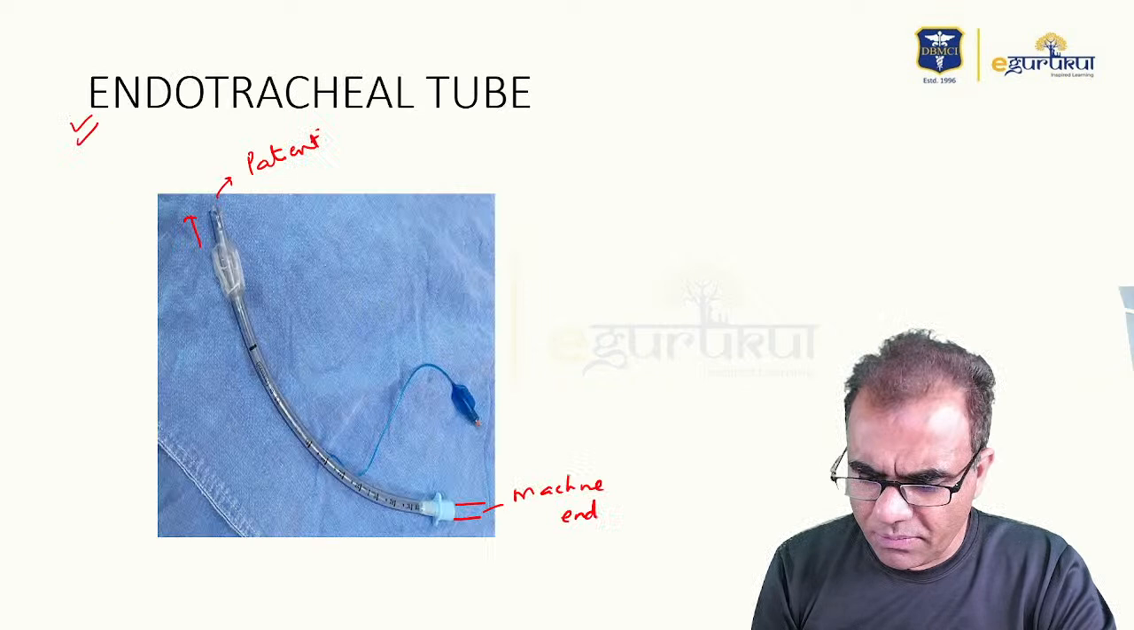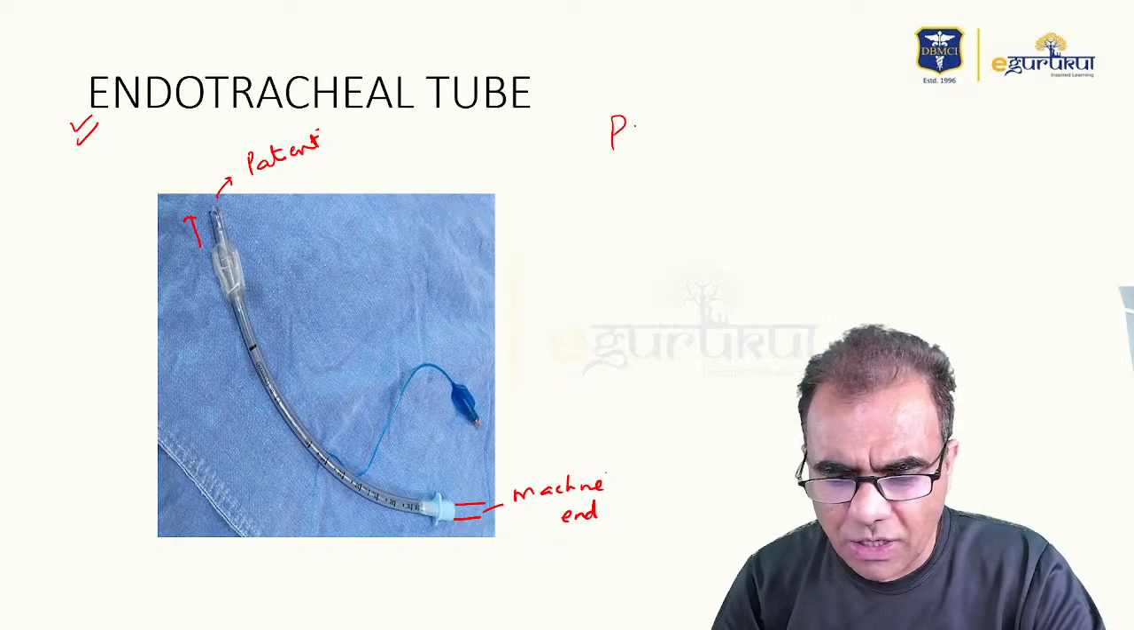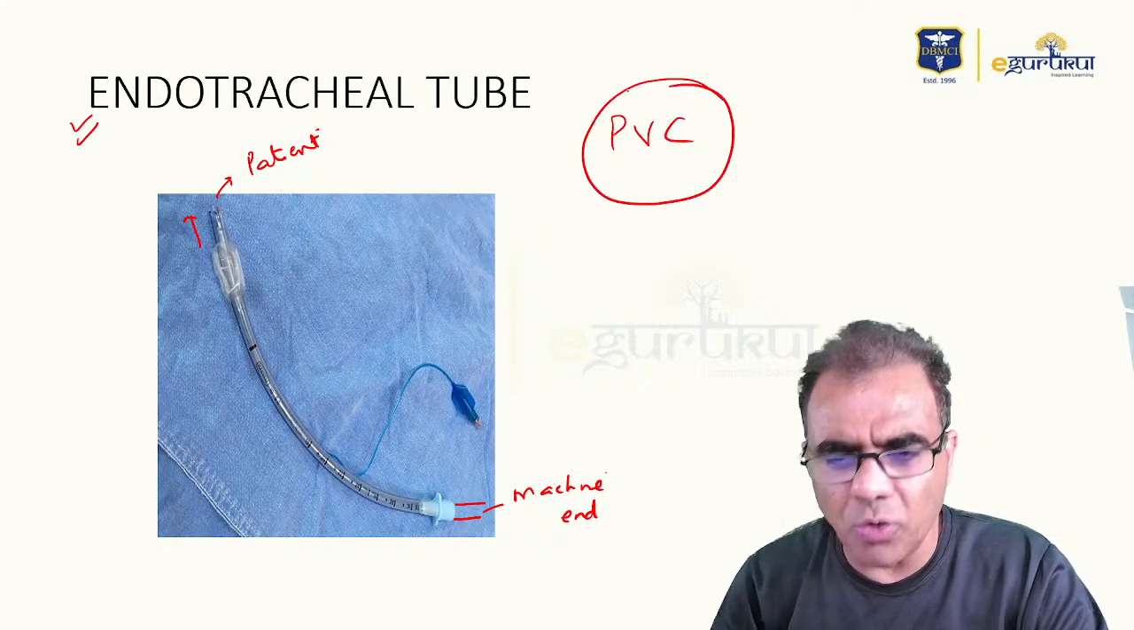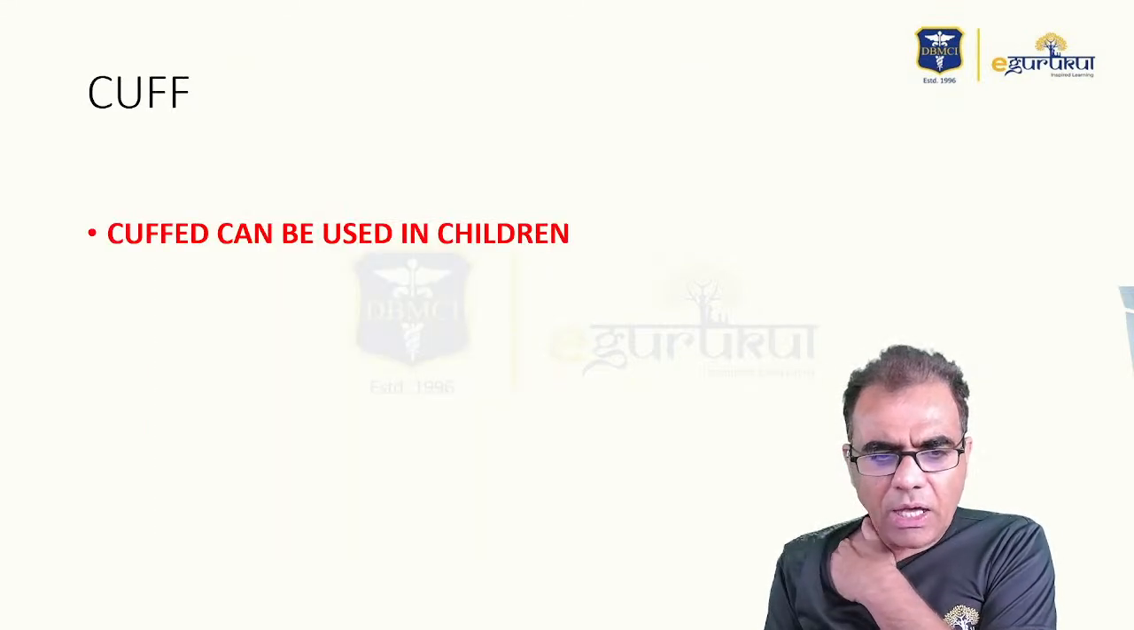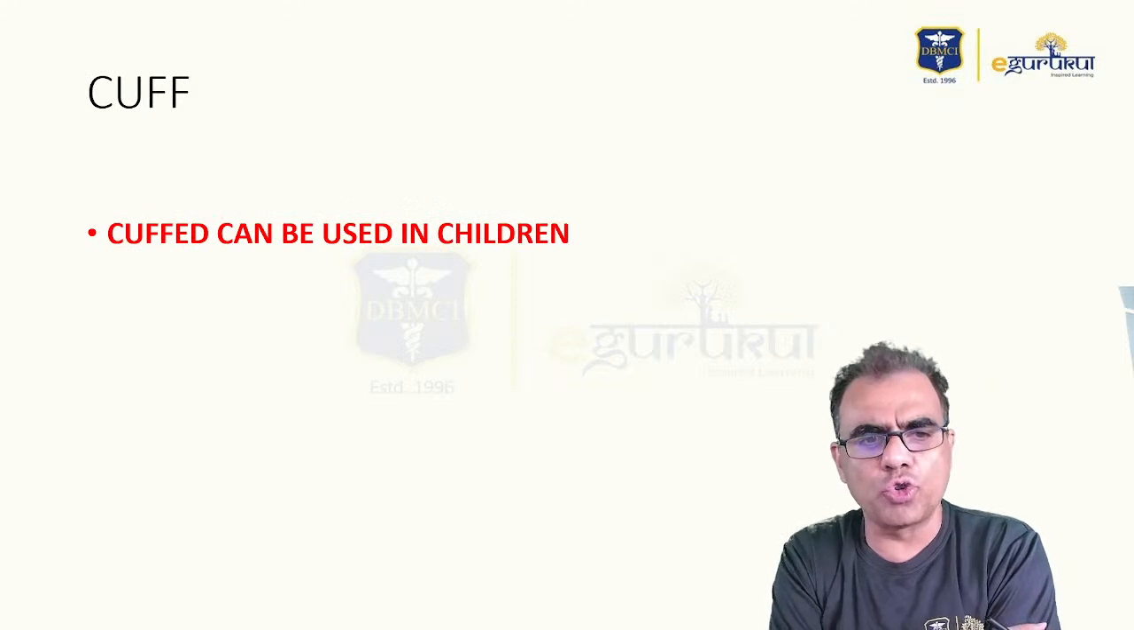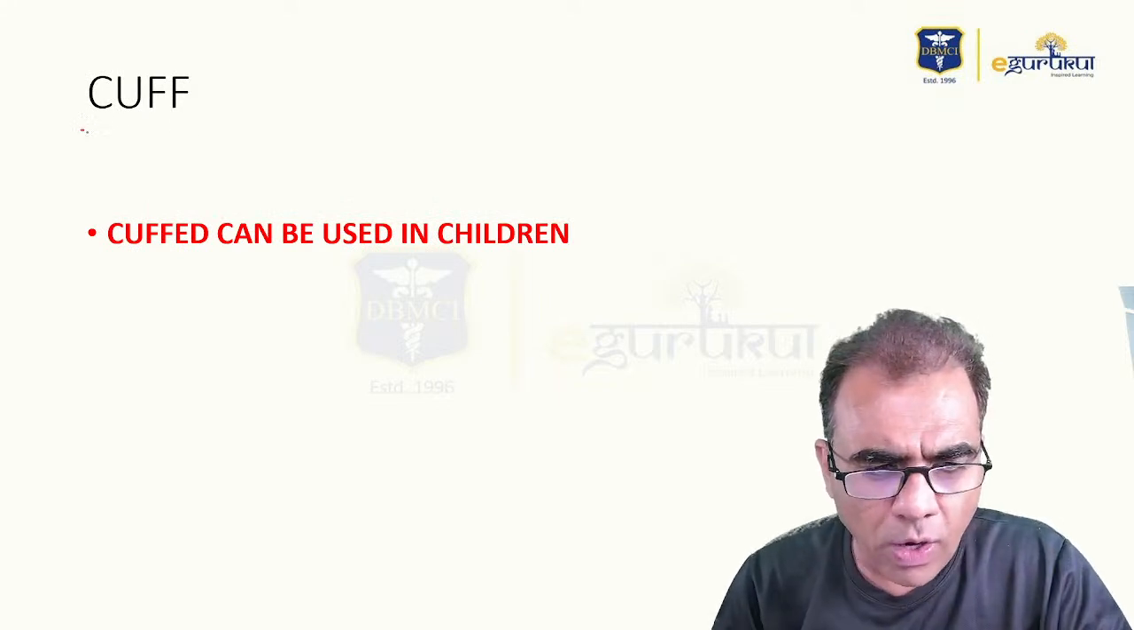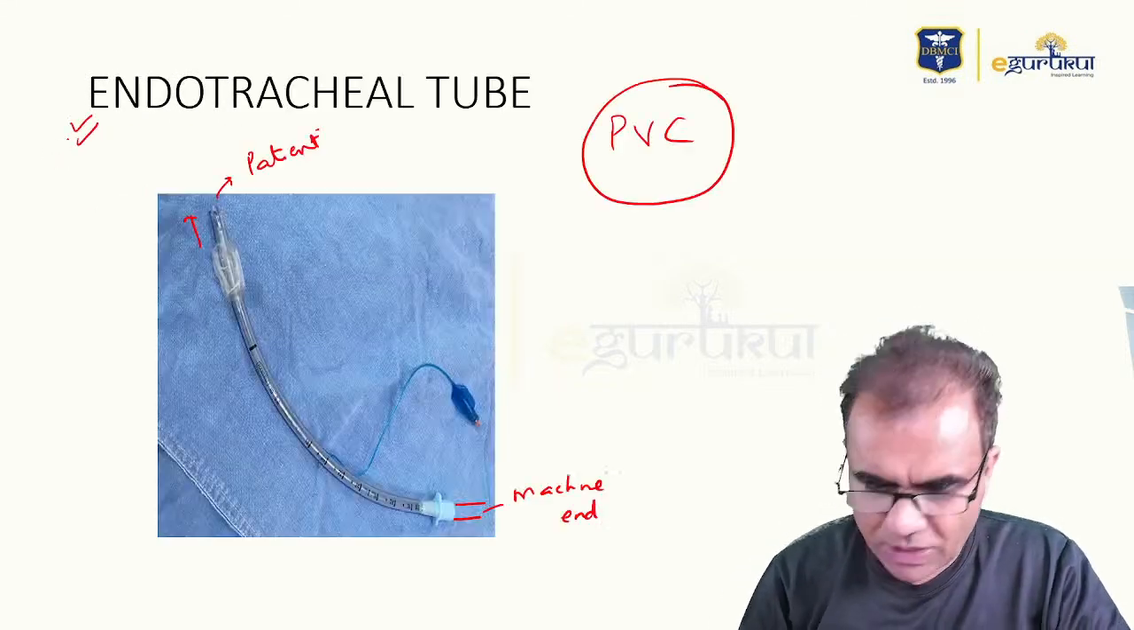So this is the tube which we are most commonly using, that is the polyvinyl chloride tube. This is a PVC tube. An important thing you should know about this tube is, one, there is a cuff. You can see this cuff.